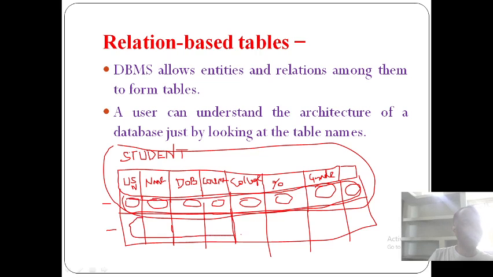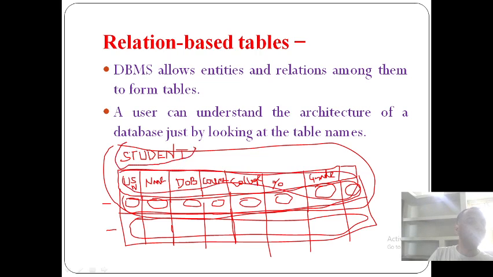Similarly, here we are getting another student's information, the second student's information. These are called the values. These are called column headings. This is called an entity name or a table name. Hope it is clear.